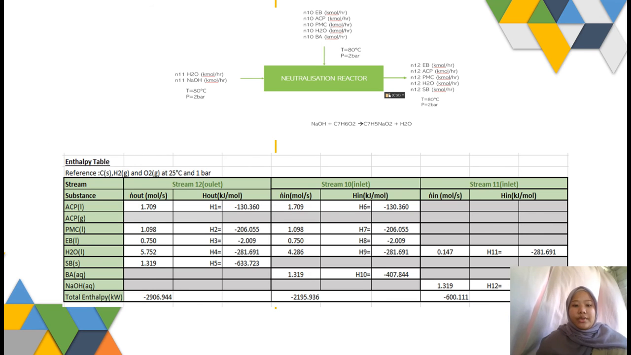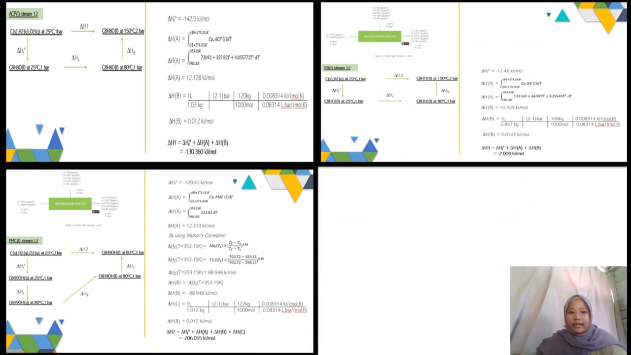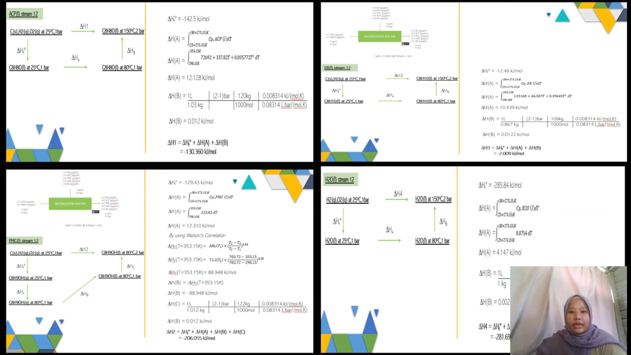Next, we move to the neutralization reactor for the energy balance calculation. This is the enthalpy table that has been constructed, and we need to find all the values of delta H of each substance in each stream. So as we know, the energy balance is performed with the equation Q equals the sum of NH out minus the sum of NH in. In order to get the enthalpy change of all the substances, which is delta H, we need the heat of formation and specific heat of each substance. Like here, the calculation for delta H for ACP, PMC, EB, H2O, and also SB.